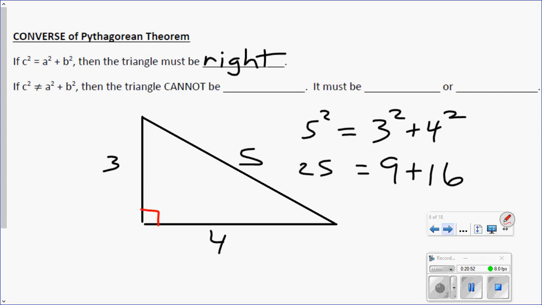Okay? But if it's a 6, it's not. If it's a 4.5, it's not. Okay? So if c squared is not equal to a squared plus b squared, then that triangle cannot be right. And if it's not a right triangle, what could it be?